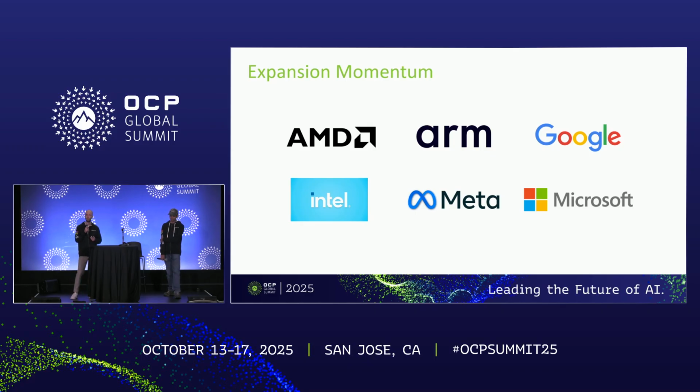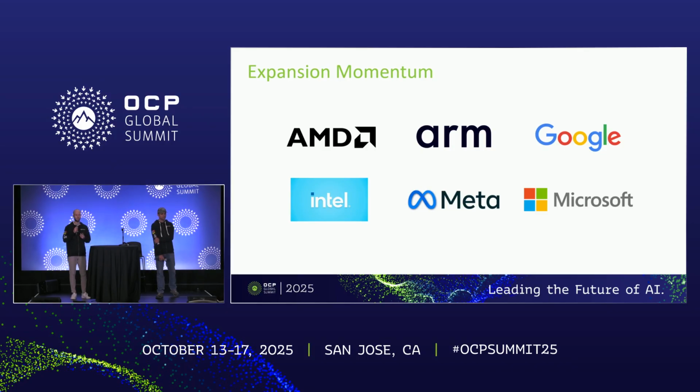So we have a broad coalition across AMD, ARM, Google, Intel, Meta, and Microsoft, all working together through OCP. And this momentum allows us to really understand different kinds of end user scenarios, and it allows us to build really specifications that are future-proof and that are resilient across the industry.